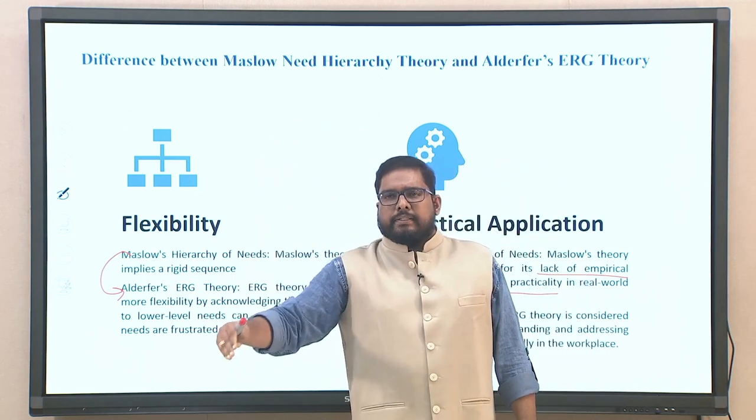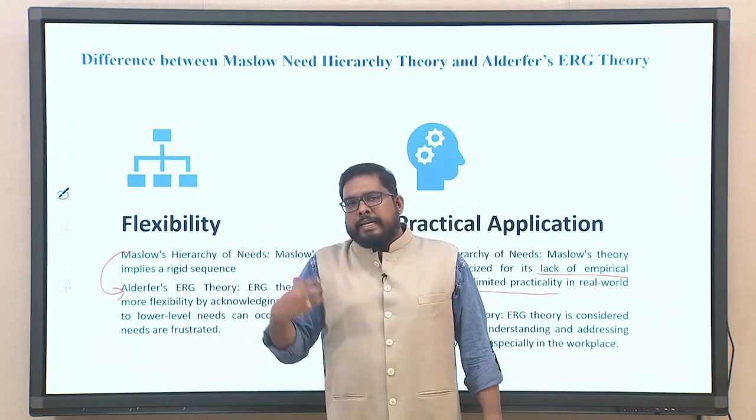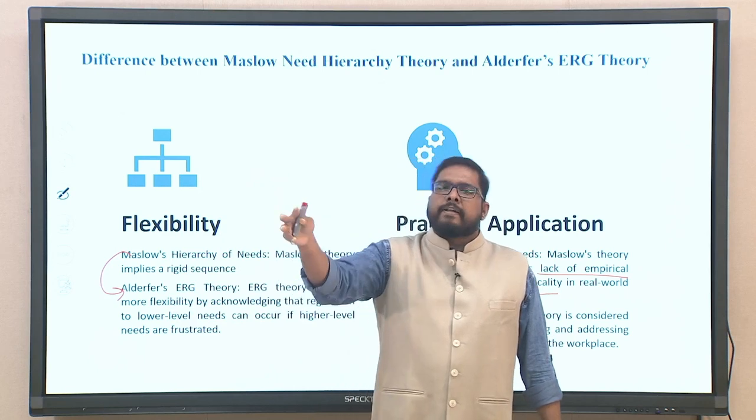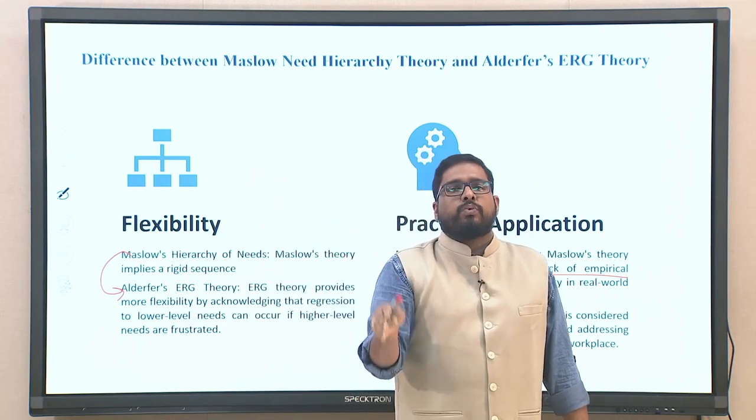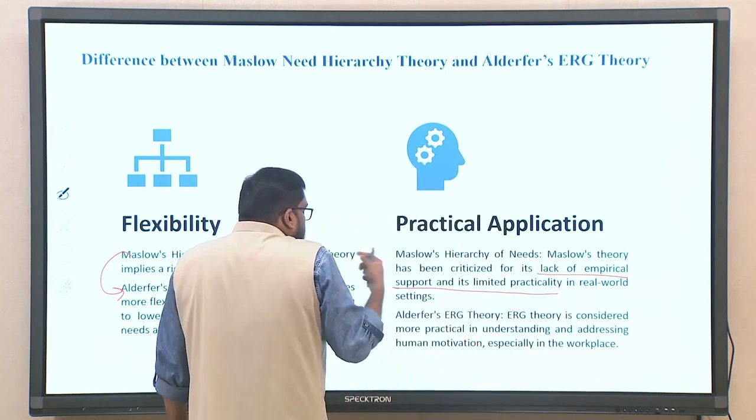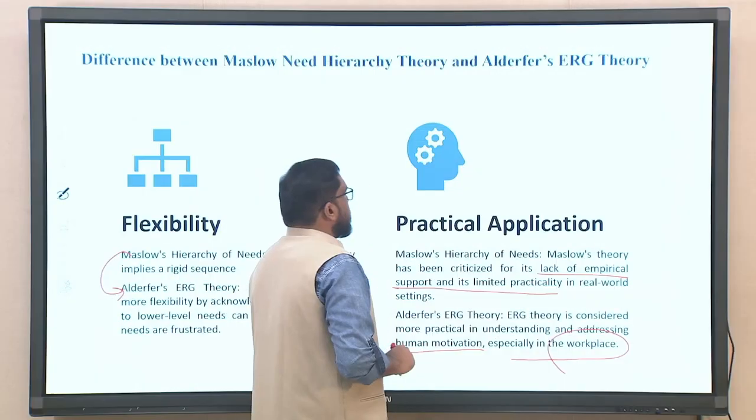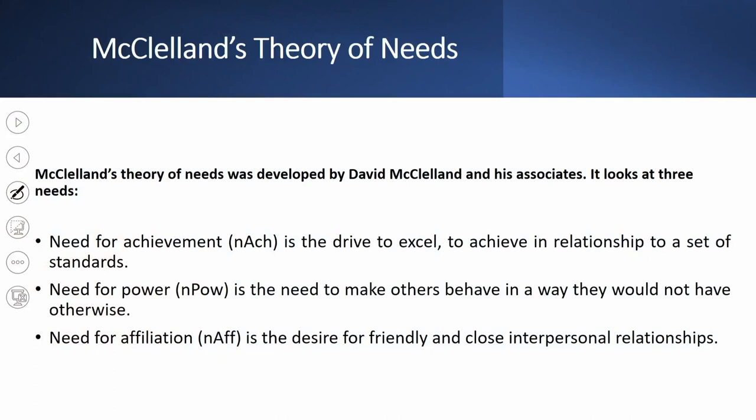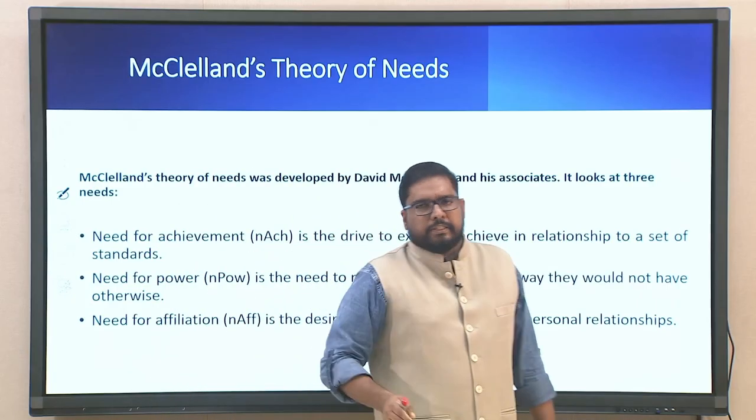But in the world of practice, things are different. There could be a possibility that you are not getting exactly what you want at one particular level, and there is a good possibility that you come down to the previous level. This is what ERG theory takes care of, and this is the basic reason why ERG theory is considered more practical in understanding and addressing human motivation, especially in workplace situations. So these were some of the differences between the hierarchy of Abraham Maslow and the ERG theory.